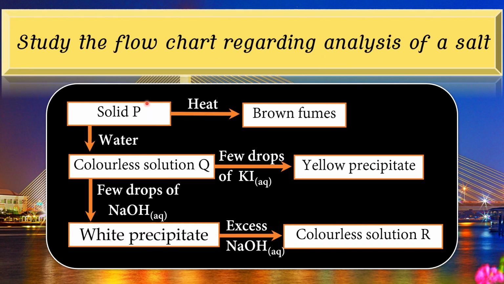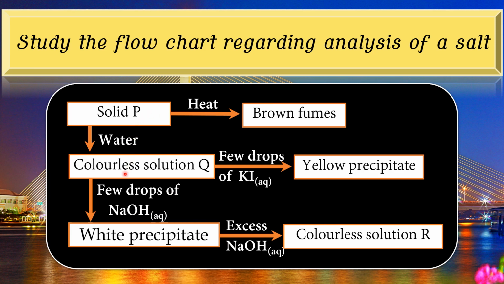We have solid P. When it is dissolved in water, it forms a colorless solution, Q. To this colorless solution, when we add a few drops of sodium hydroxide, we get a white precipitate. And when we continue adding excess sodium hydroxide to this white precipitate, we get a colorless solution R.